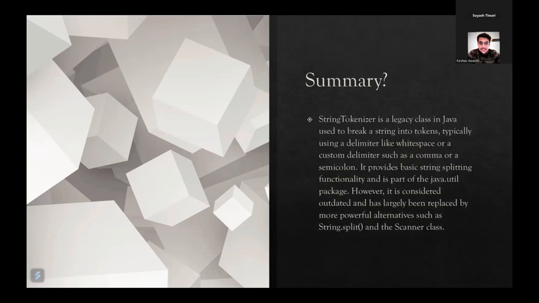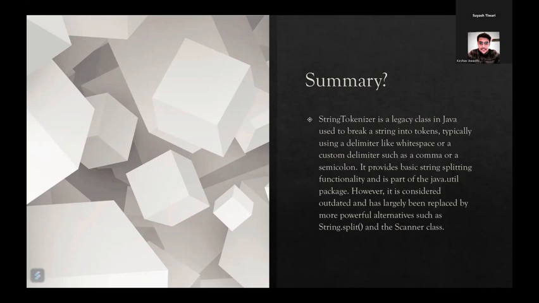Now, the overall summary related to the string tokenizer is that a string tokenizer is a legacy class in Java, which is used to break a string into tokens, typically using delimiters like white spaces or a custom delimiter, such as a comma or a semicolon. It provides basic string splitting functionality and is a part of the Java util package. However, it is considered outdated and has largely been replaced by more powerful alternatives such as string.split and the Scanner class.